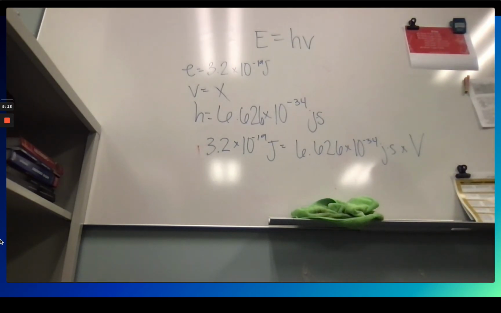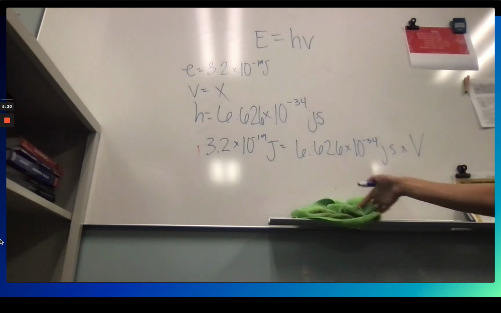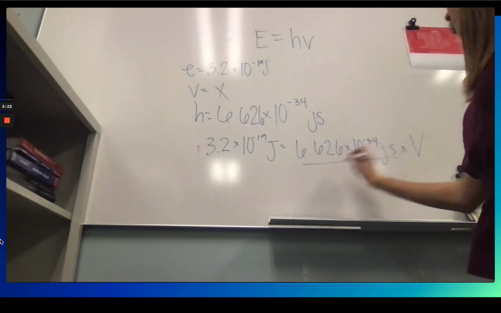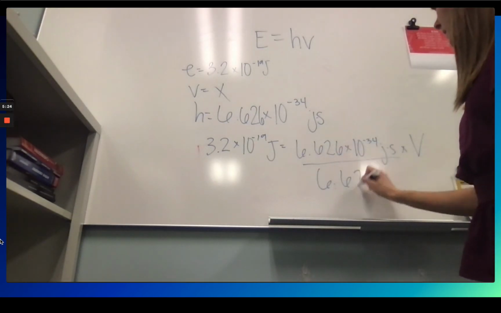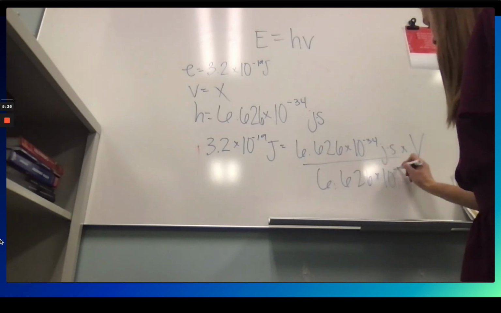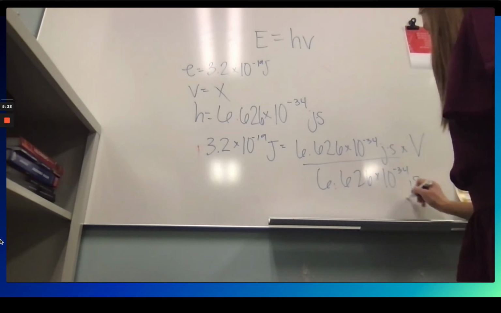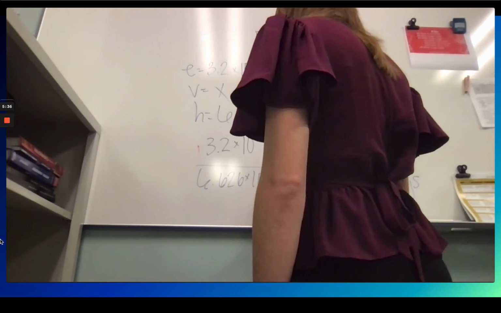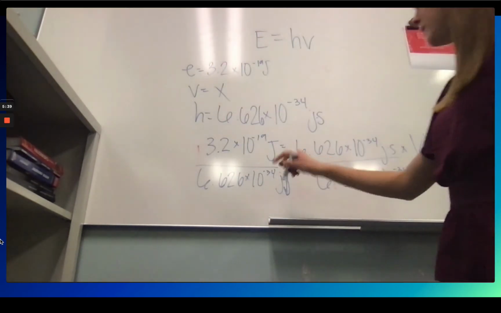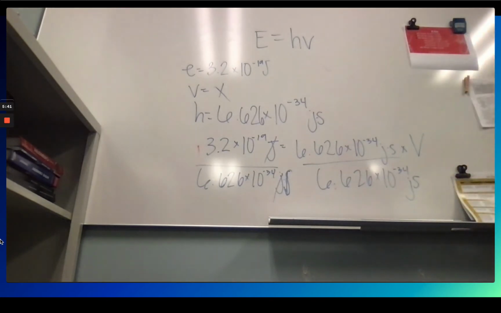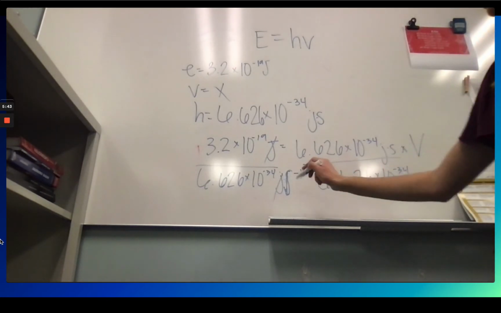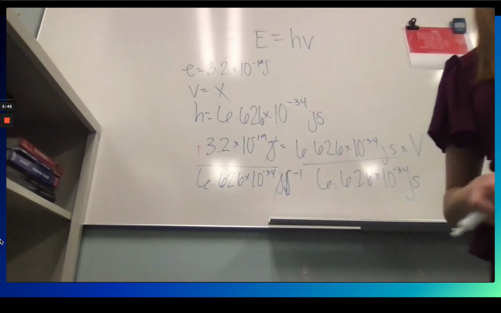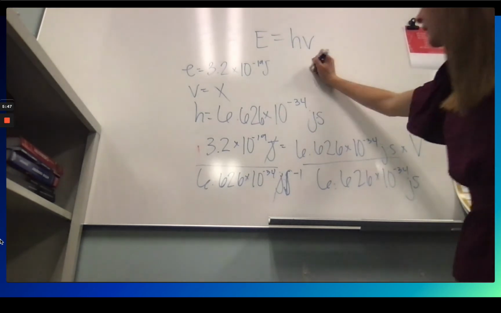It turns into a simple algebra problem of getting v by itself. So we're going to divide by Planck's constant on both sides. Oops, that's an s. Notice we have joules on top and joules on bottom, so joules is going to cancel, leaving us with s negative 1. And if we divide these out, you will get the answer for frequency.